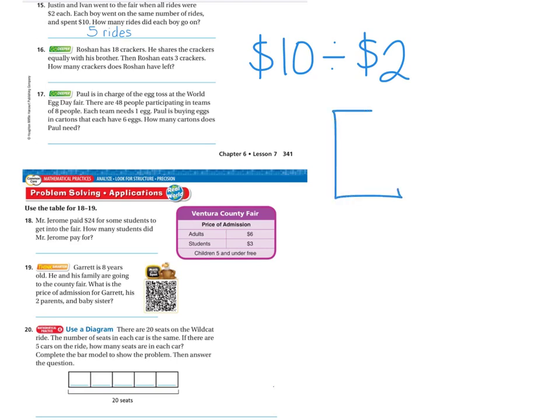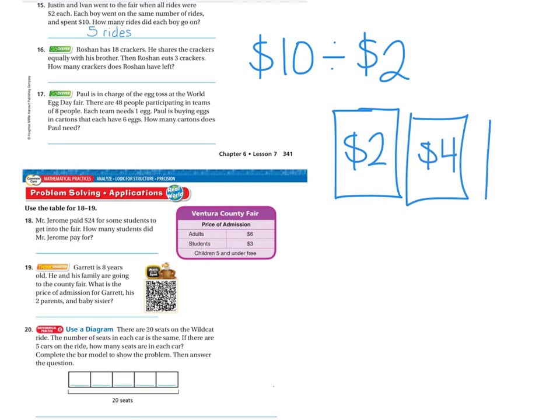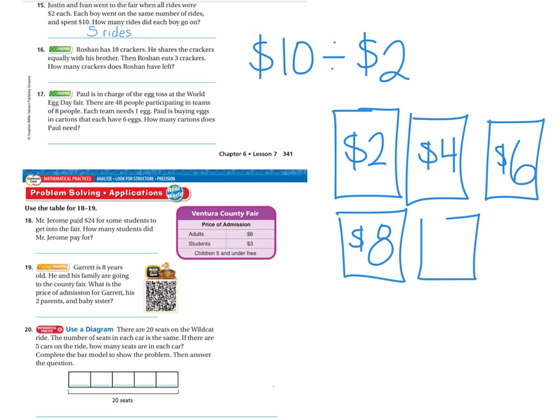Here is one ride. They go on one ride, it is $2. If they go on a second ride, I know it's also $2. That's going to be a total of $4. Their third ride will bring them to $6. Their fourth ride will bring them to $8. I'm adding $2 every time. And lastly, they get $10.